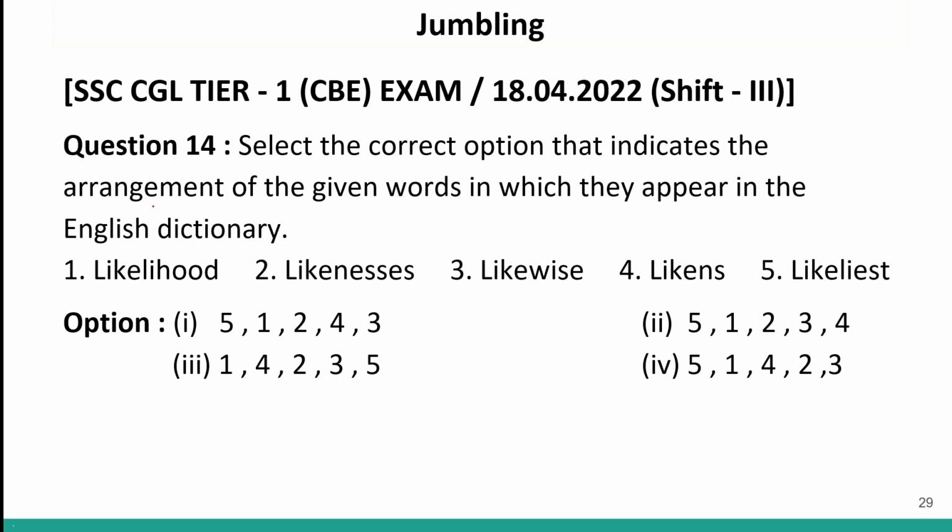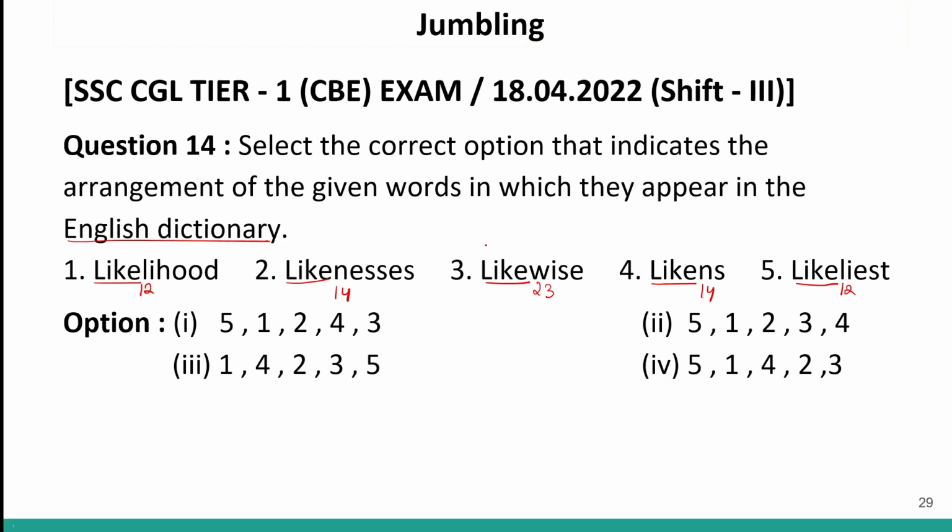Now, question number 14, we have to arrange them in English dictionary order. So, likelihood, likeliness, likewise, likens, and likeliest. So, I can see like is common in all the words. Correct? So, we will move to a letter after E. So, after E, we have L, which is 12th position. N is at 14th position. Similarly, W is at 23rd position. N is at again 14th position and L is at 12th position.